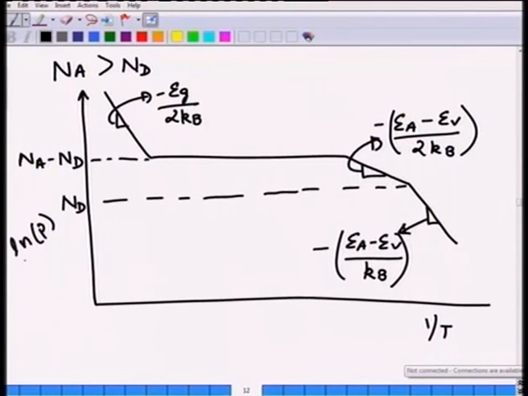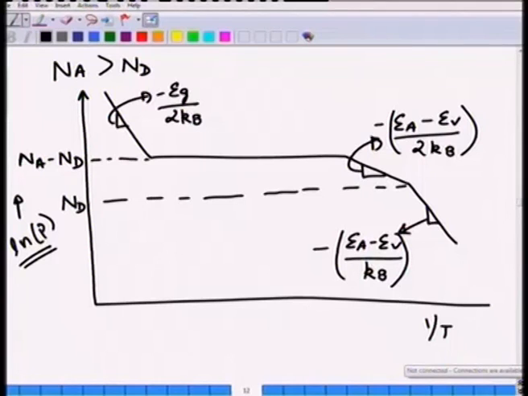Now, in this case it will be log of P that will be plotted in this direction. So, if it is a P type semiconductor, this is how you will measure it, or if N type, then this curve is what you will measure. All right. So, this brings us to the end of this. I hope you are able to understand this whole equilibrium carrier densities.